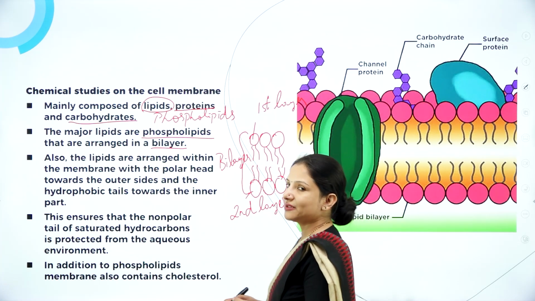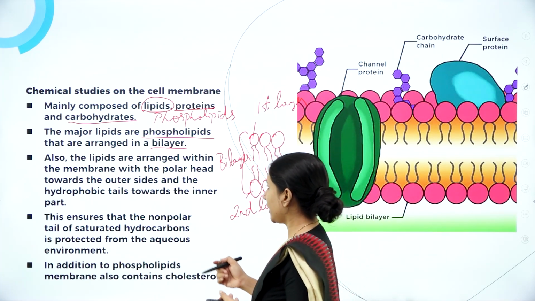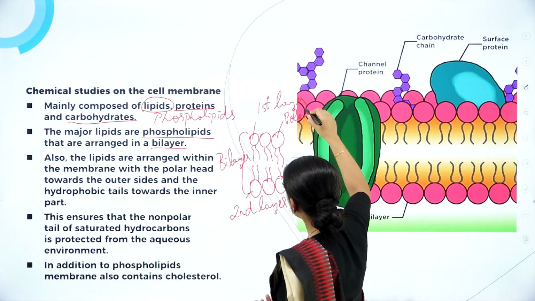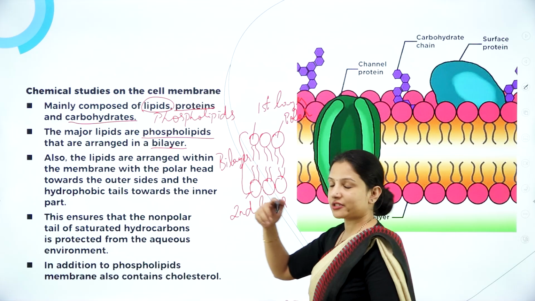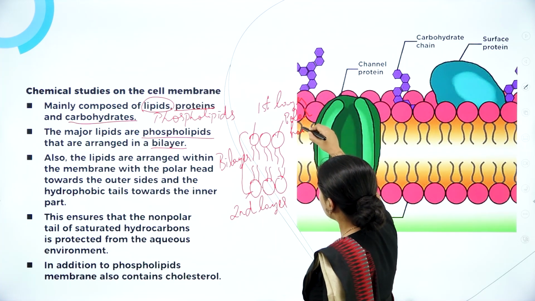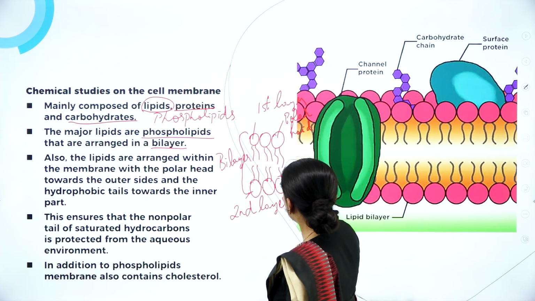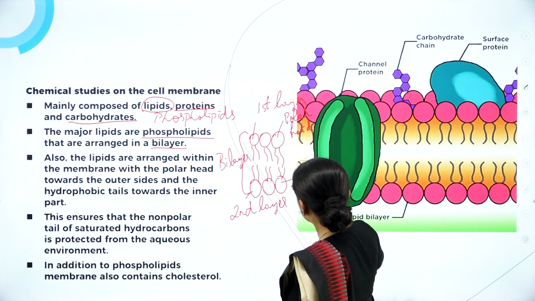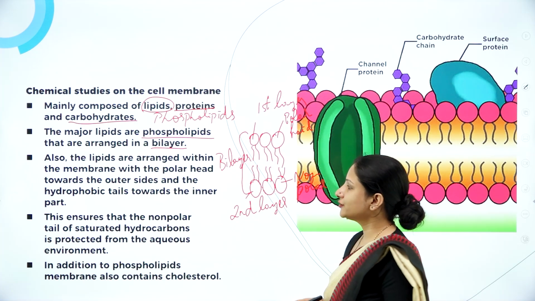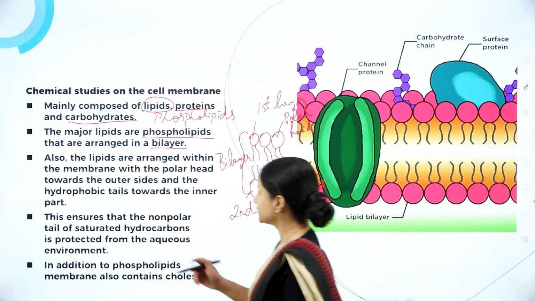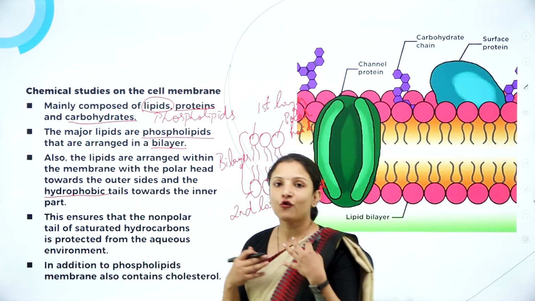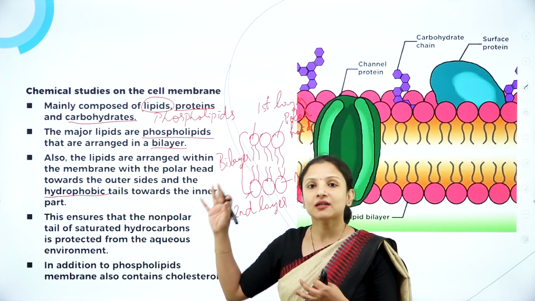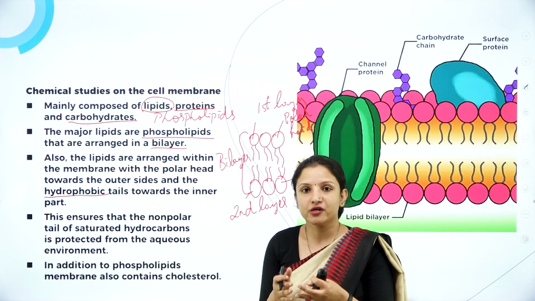And also the lipids are arranged within the membrane with the polar head. So this forms the polar head of the lipid, which is always exposed to the outside of the cell, and it has a non-polar tail. This forms the non-polar tail. The non-polar tail is also called the hydrophobic. It is called hydrophobic because phobia means it doesn't like something. So in this particular case, the tail of the lipid has an aversion towards water.